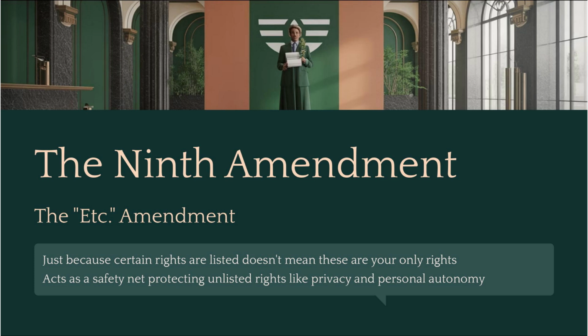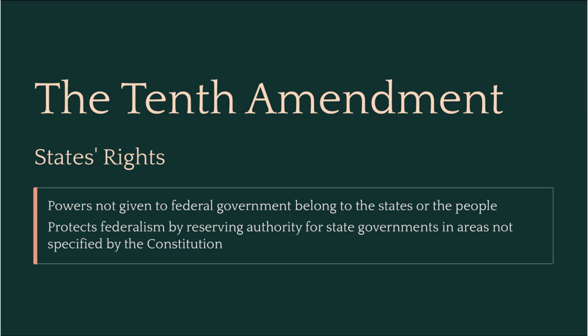The Ninth Amendment is my favorite. It's the etc. or safety net amendment. The founders were worried, what if we forgot one? The Ninth Amendment says, just because we listed all these rights in the Bill of Rights, it doesn't mean those are the only rights that people have. This amendment is used to protect all the other rights not spelled out in the Constitution, like your fundamental right to privacy. And finally, the 10th Amendment.